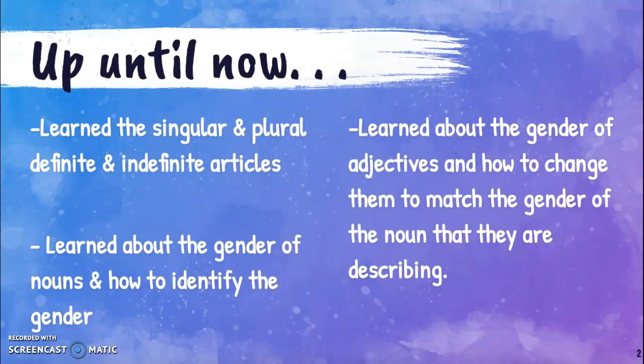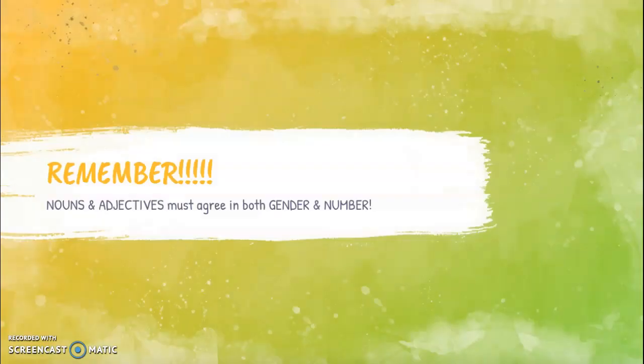So one rule that's really important, and you only learned half of it up until now, is that nouns and adjectives must agree in both gender and number. Up until now, we have only been practicing nouns and adjectives agreeing in gender, but today we're going to add number to the mix. So we are going to learn how to make our nouns and our adjectives plural.